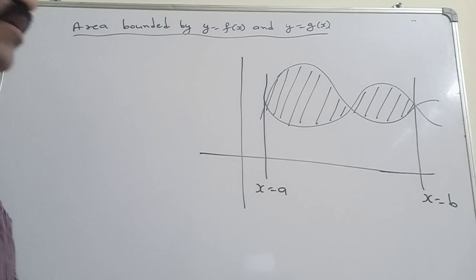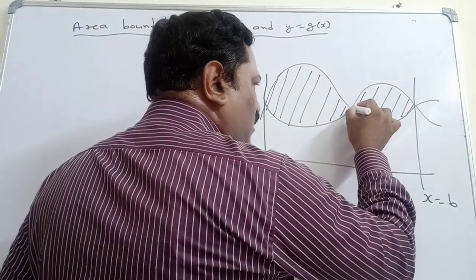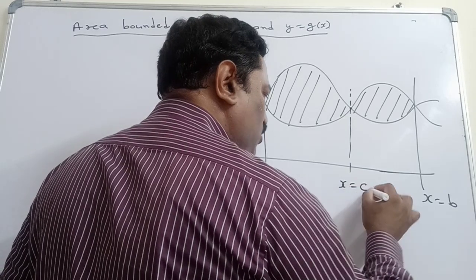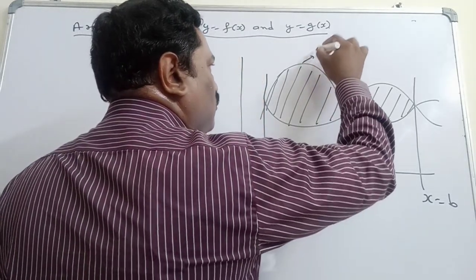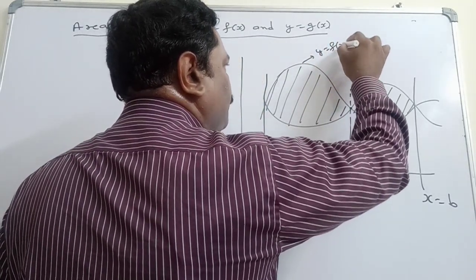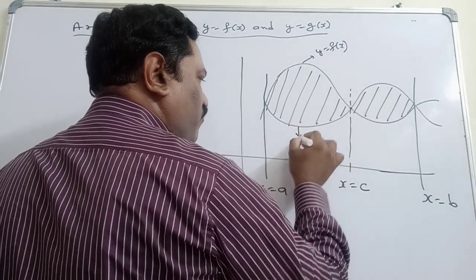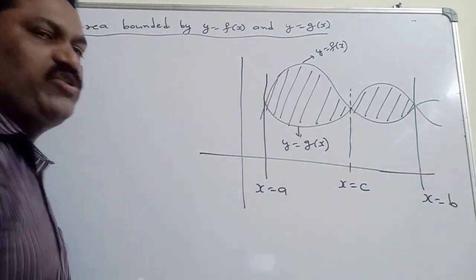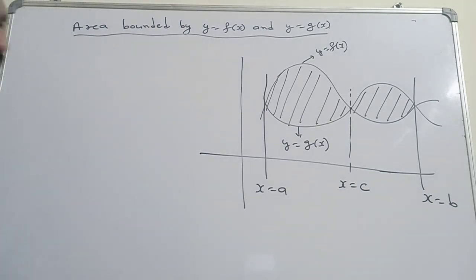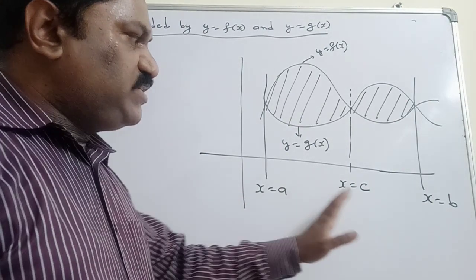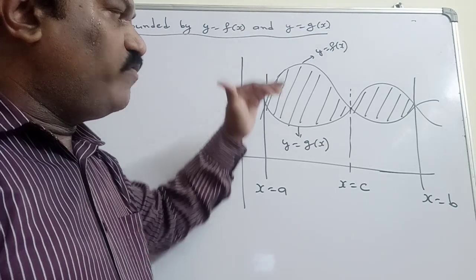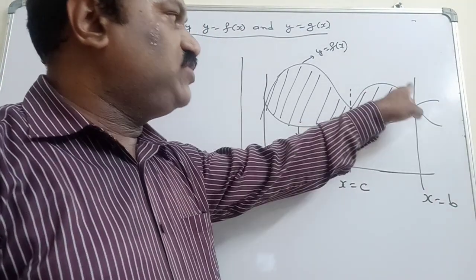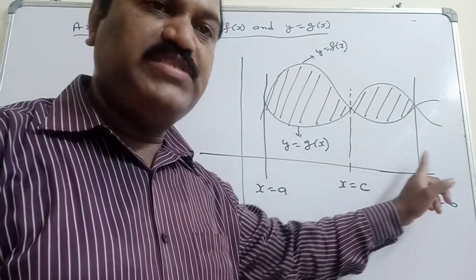But here these two curves are going to meet somewhere else in between. Let us assume that it is x is equal to c, and this is the upper curve, say y is equal to f of x, and this is the lower curve, say y is equal to g of x. Now I want to find this hatched area. From a to c, the upper curve is f of x and the lower curve is g of x, but from c to b, the upper curve is g of x and the lower curve is f of x.